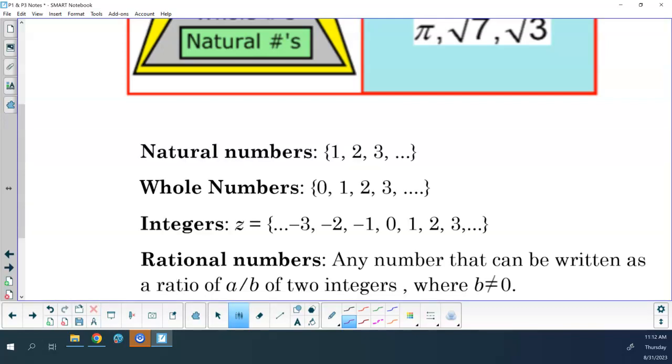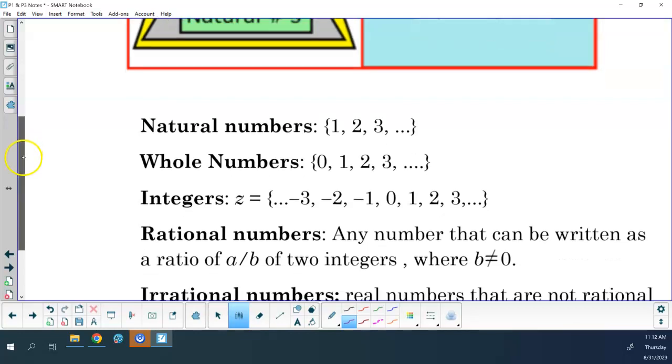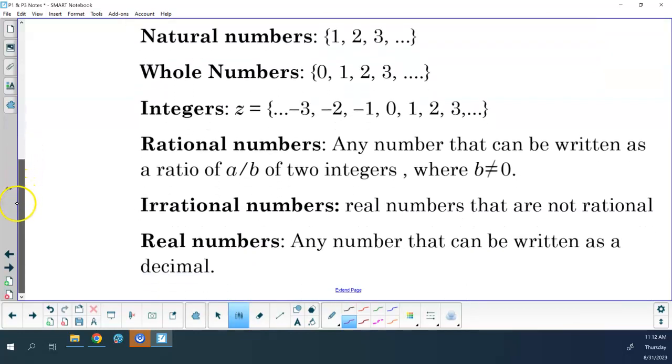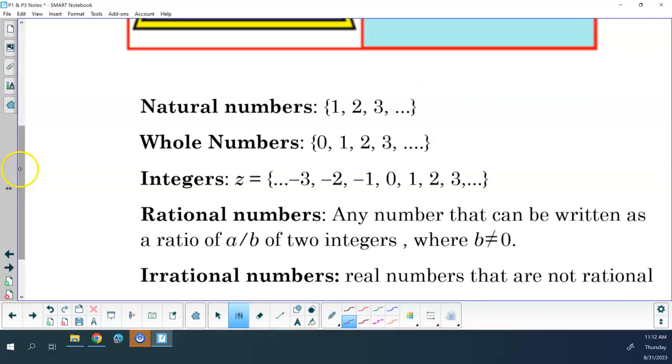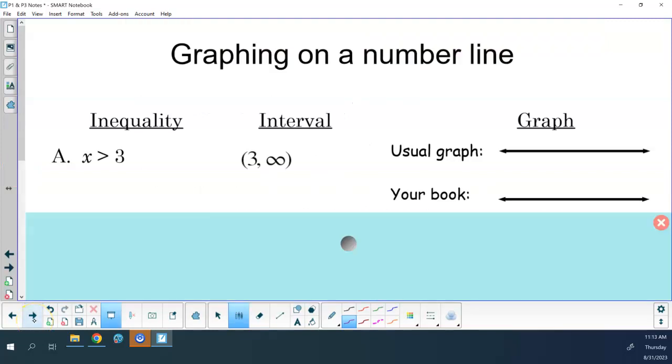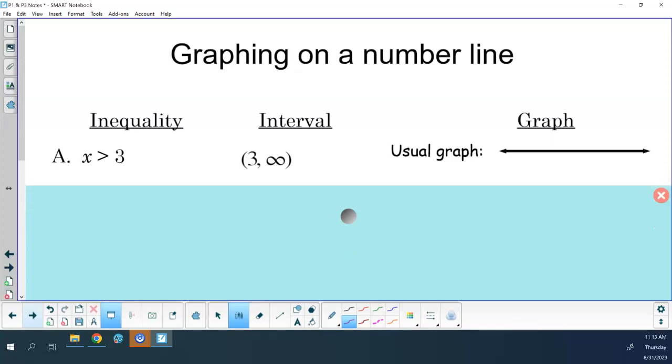Just some more examples of it, but again, we talked already about that, so we're good to go with that. Okay? We are going to be graphing things on a number line, and we're going to be representing an inequality. We're going to represent an inequality in one of three ways.